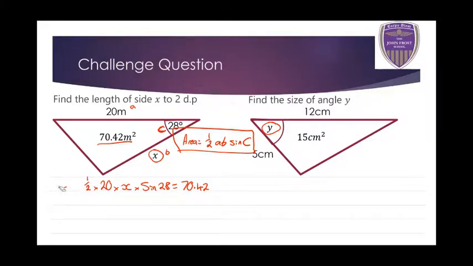So how can we rearrange this so that we're left with x on one side? If we're looking to get x on its own, we need to get rid of the half, the 20, and the sine 28. If we're multiplying this side by a half, 20, and sine 28, the opposite of that would be to divide by all those things. So we're going to divide by a half times 20 times sine 28. That leaves us with x on this side, and on the other side we've got 70.42 over a half times 20 times sine 28.